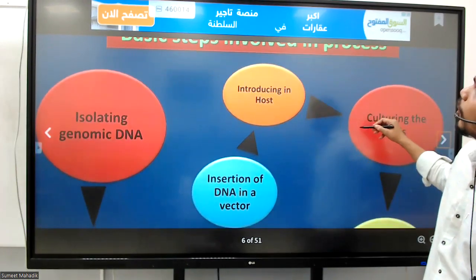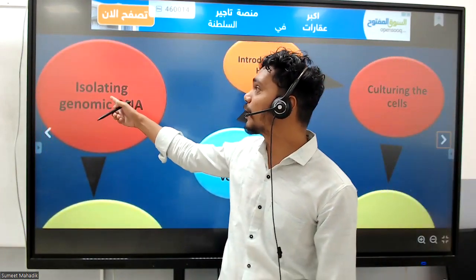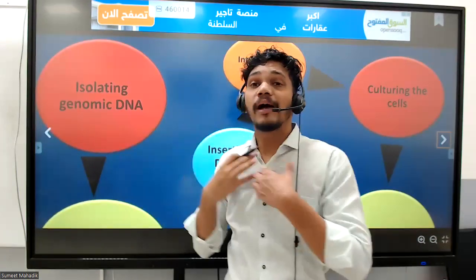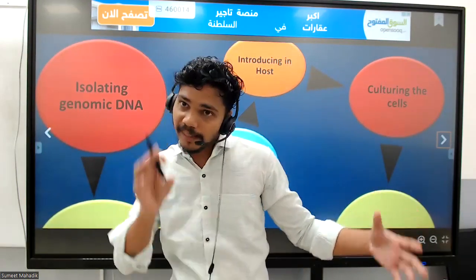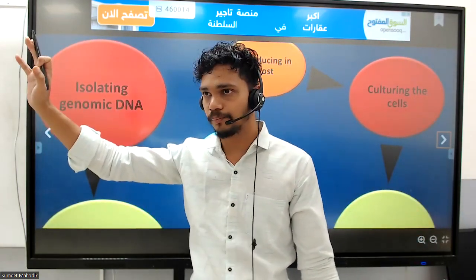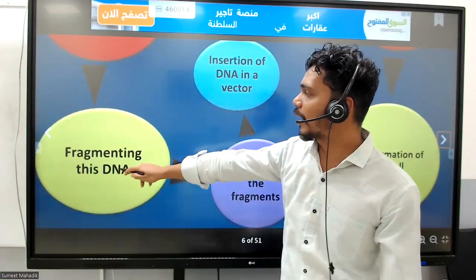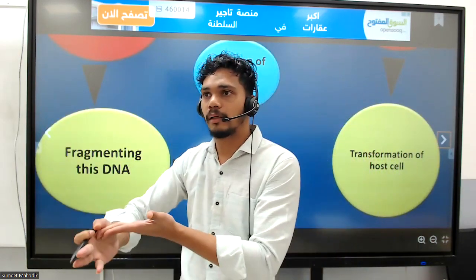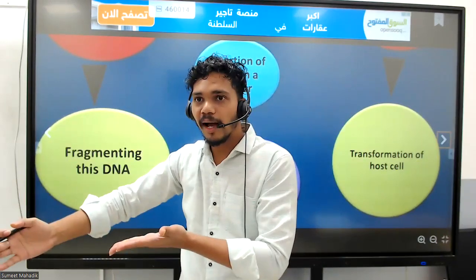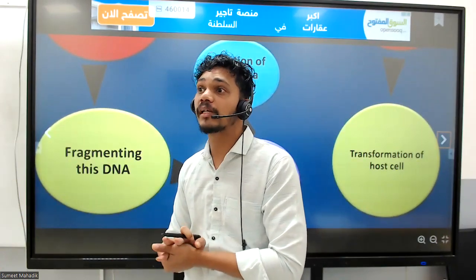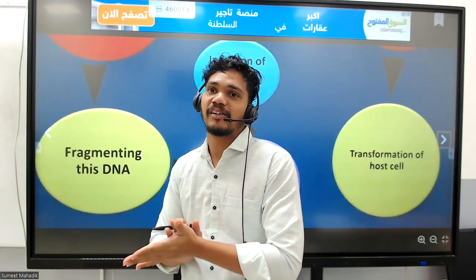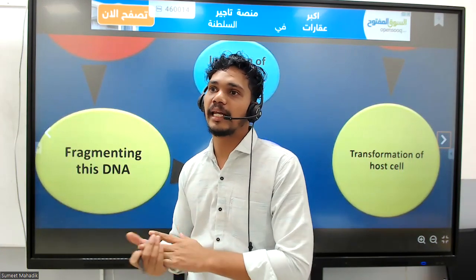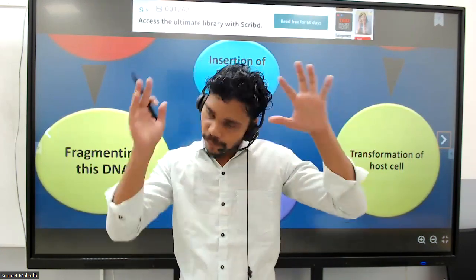Now, basic steps involved in the process. First, you need to isolate the genomic DNA. If I want to synthesize insulin, I need an insulin gene from the human. Then fragmenting this DNA, we have to fragment it. For that, I need some enzymes: restriction endonuclease, DNA polymerase and ligase. We will talk about that.